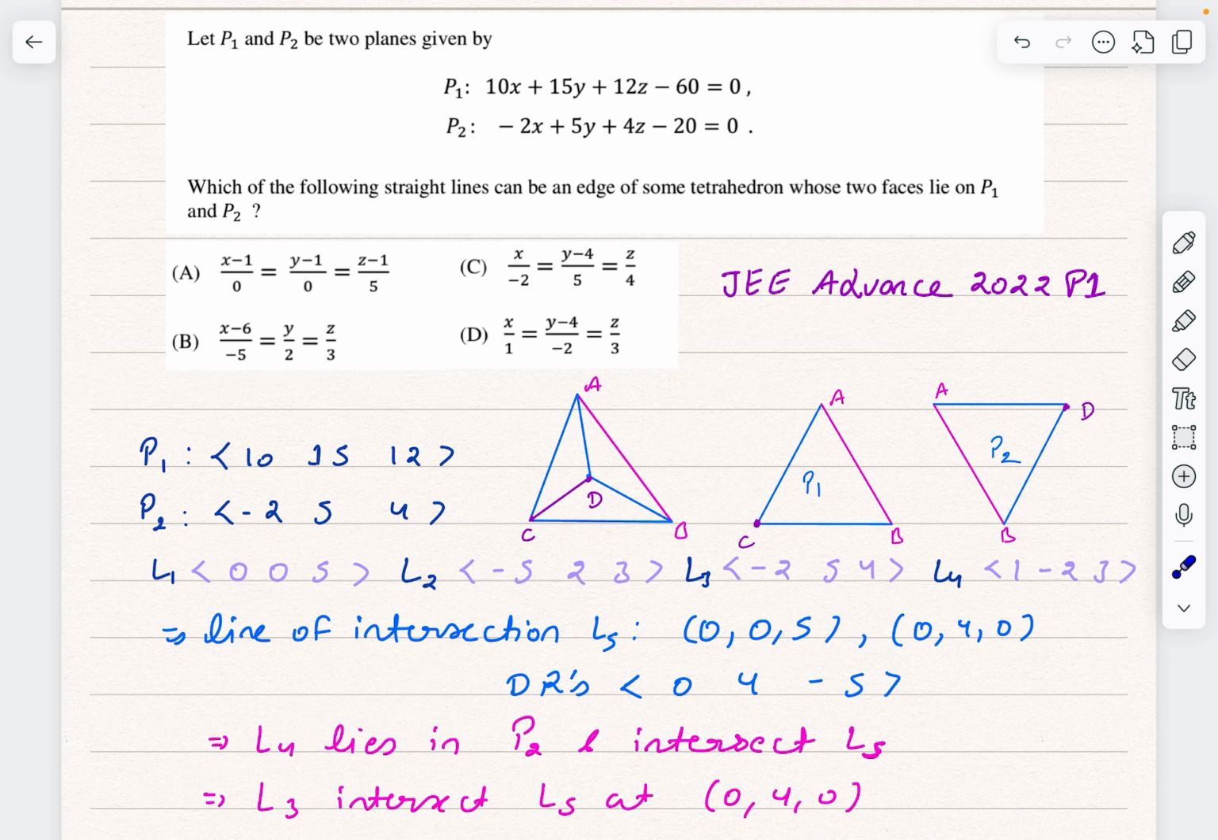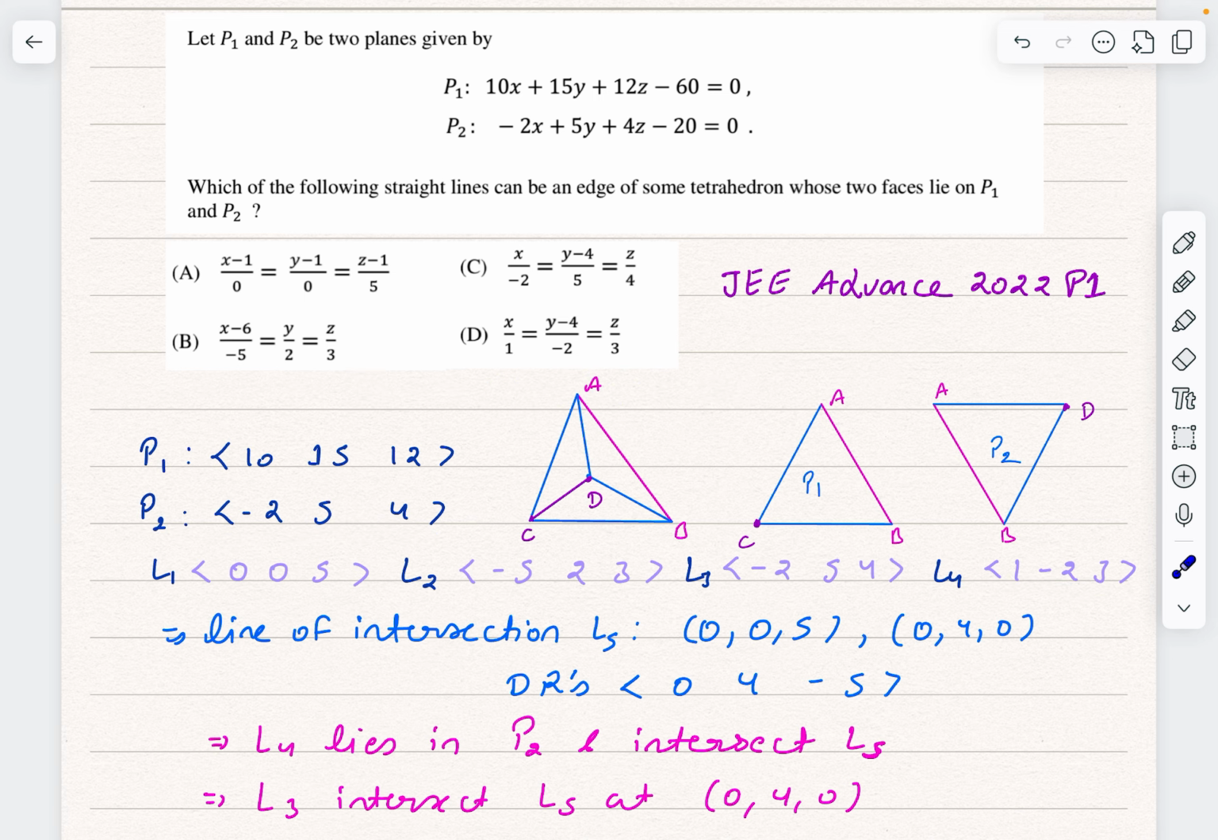A line will lie in a plane if it is parallel to the plane and its passing point also satisfies the plane. To check if the line is parallel to the plane, you can just dot the DRs of the line with the DRs of the normal of the plane. If the dot is 0, we can say it will be parallel to the plane. So you see L1, L2, L3, L4, none of them will be parallel to P1. Now L1, L2, L3 will also not be parallel to P2, but L4 when you dot with P2, you get minus 2, minus 10, plus 12, which is 0. That means L4 is parallel to P2.